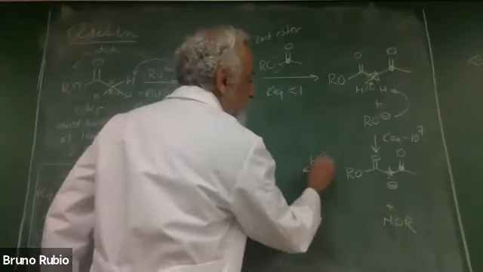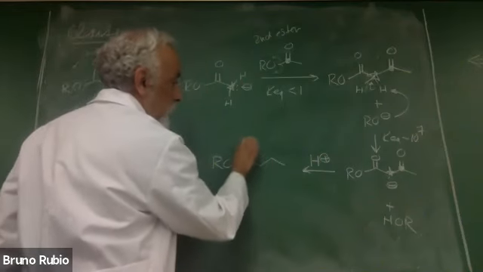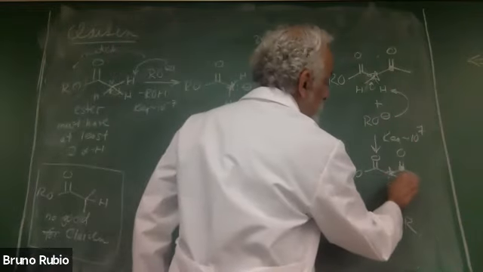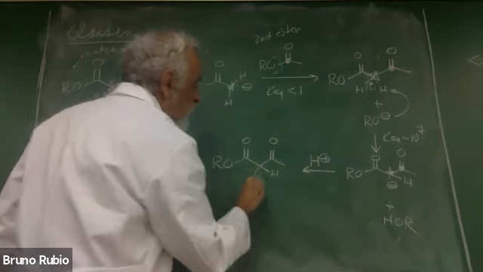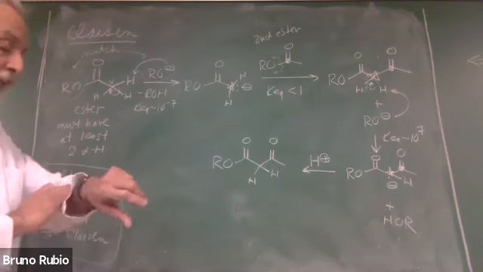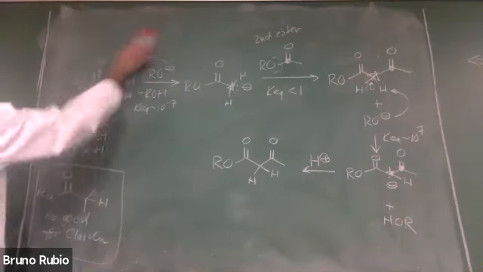Add acid. And right, there's one proton there, now there are 2. Okay, so that's the Claisen reaction. All right, so this is the most complicated of the enolate reactions.